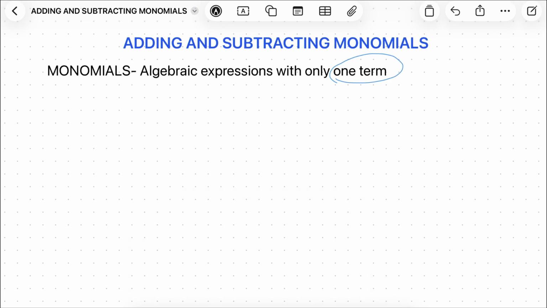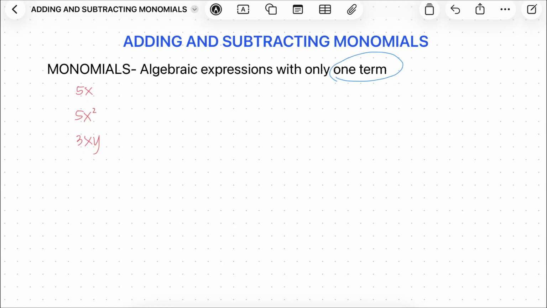Alright, so what are monomials? For example, we have 5x. 5x is an example of a monomial. What else? 5x squared. This is also a monomial. Let's say 3xy. This is also a monomial.